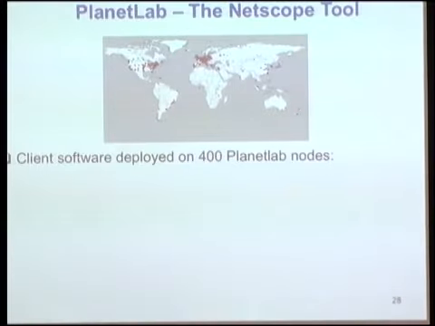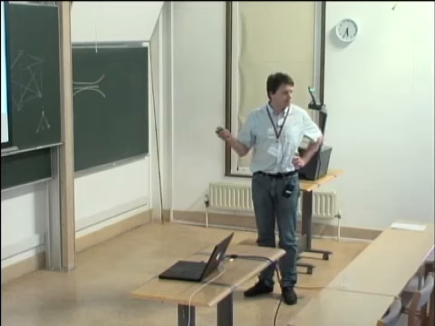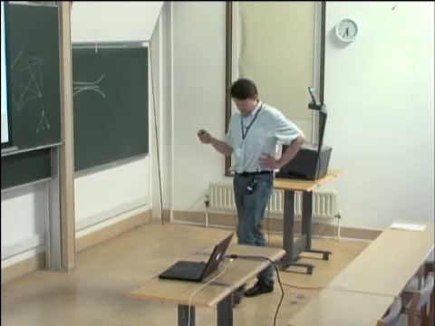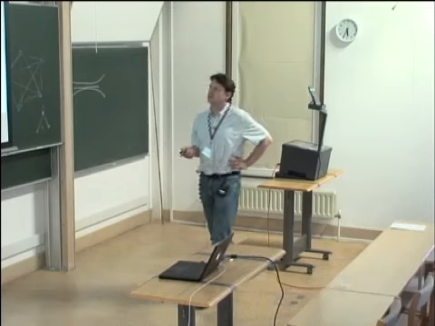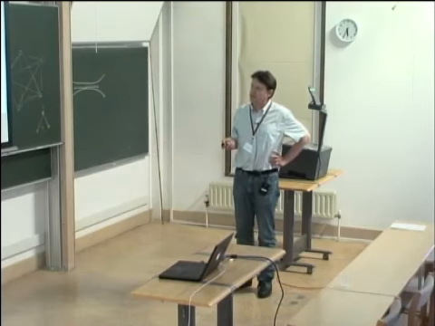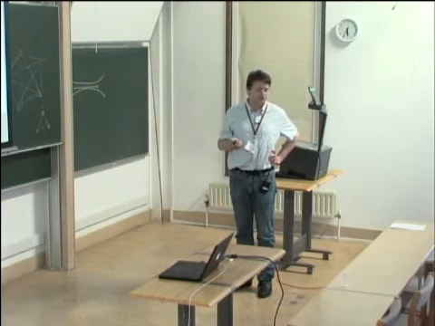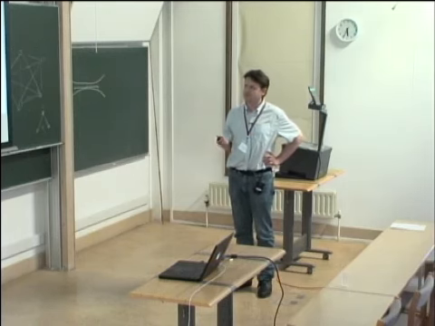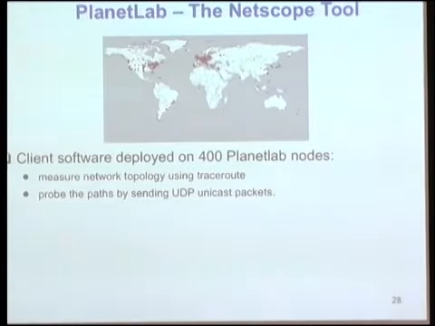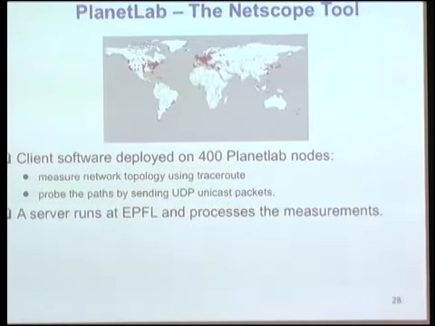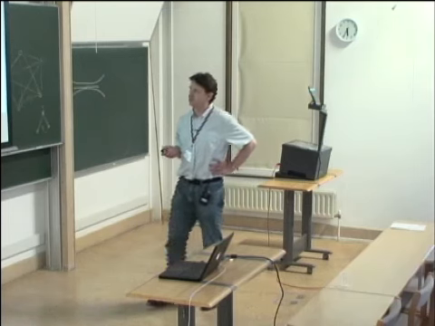We call it Netscope. So to give you some numbers for the size of the network, we use it on PlanetLab, so it's deployed on 400 PlanetLab nodes. We measure the network topology using traceroute, so it's a noisy measurement. We probe the path using UDP unicast packets, and the server runs at EPFL and processes the measurements.